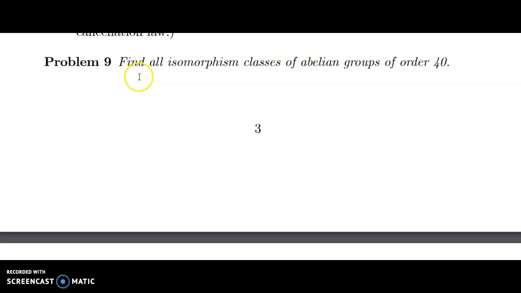Problem 9. Find all isomorphism classes of abelian groups of order 40.